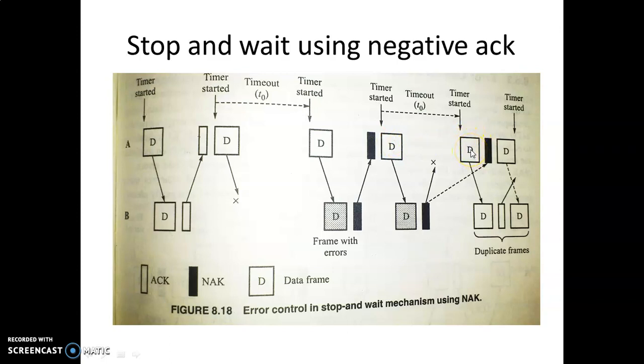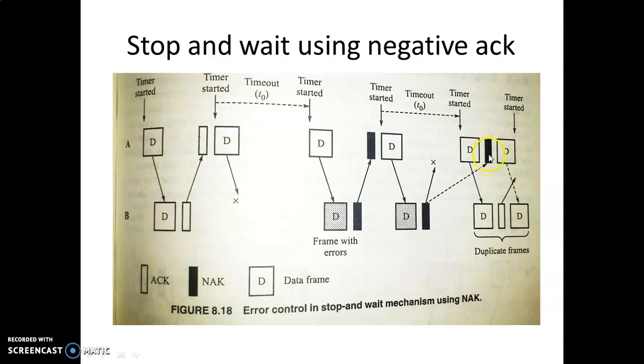Now this frame is the same as this frame. It's trying to send this frame again. It sends it, and it is received properly. Now see, it is received properly, but this negative acknowledgement which was sent for the previous frame, from somewhere it appears over here.